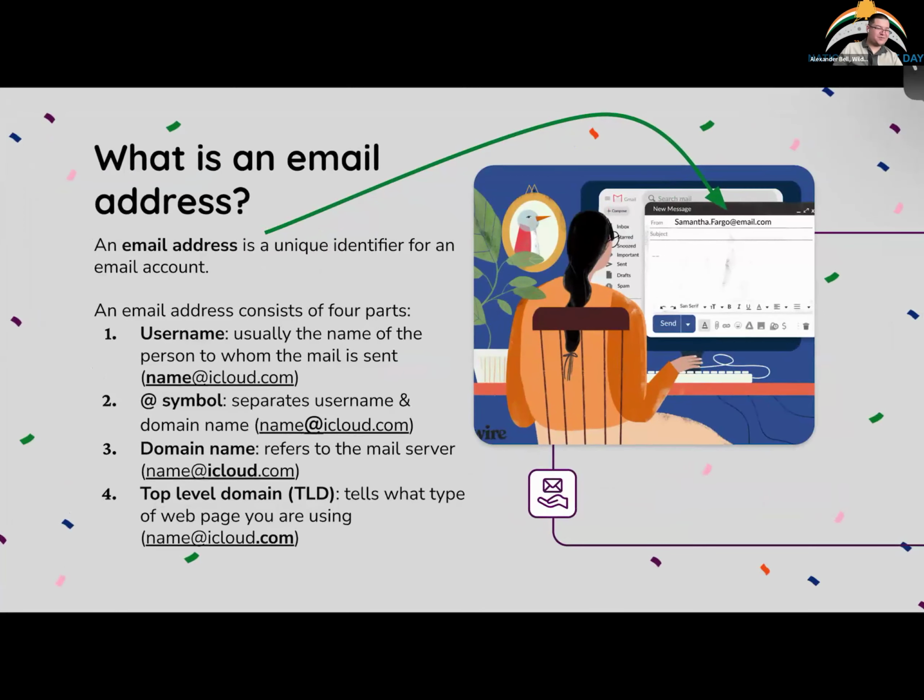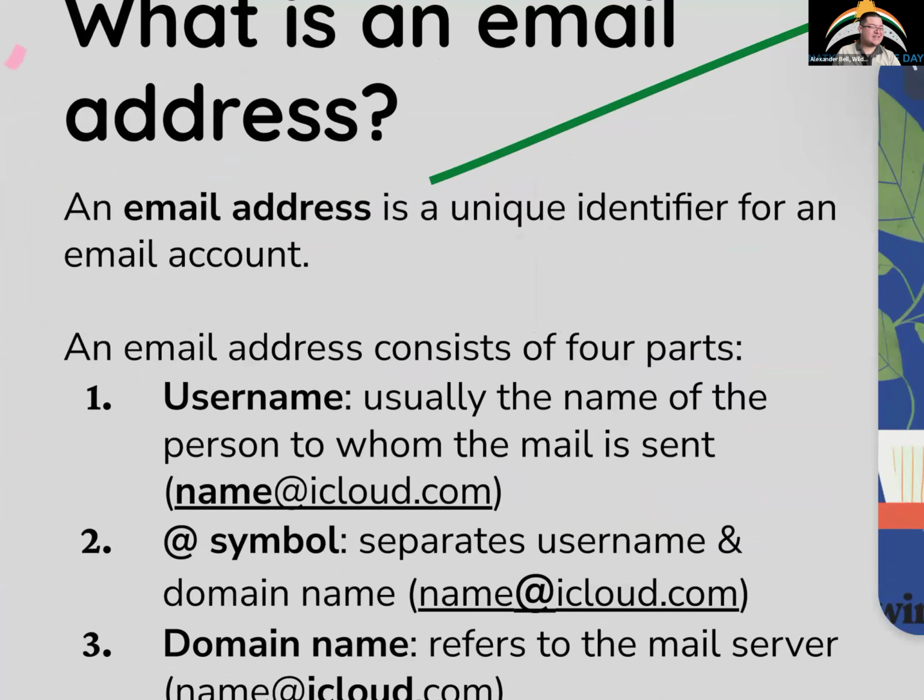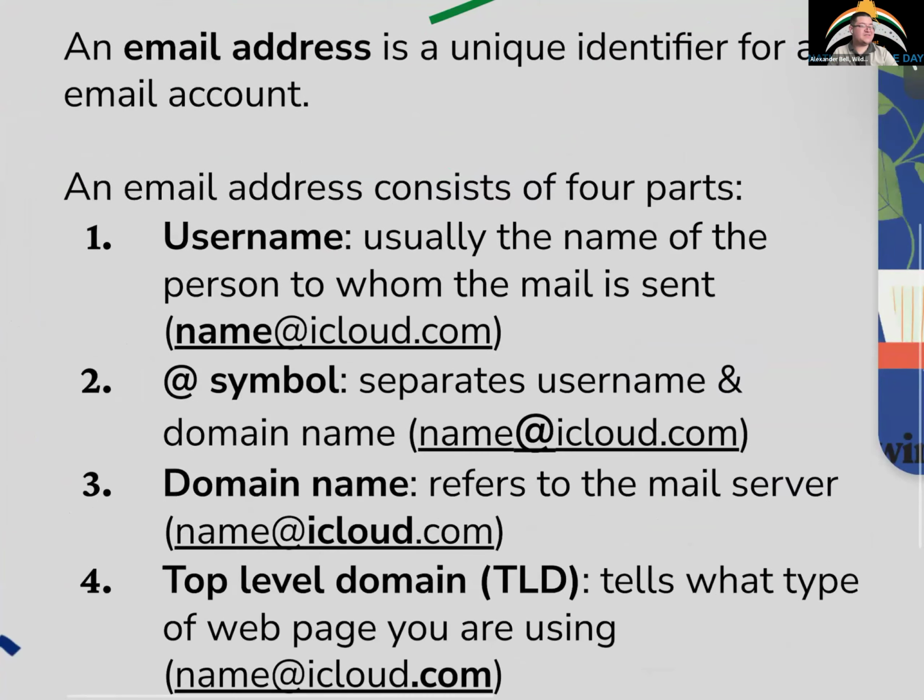Okay, it consists of 4 parts, and it is a unique identifier for an email account. So there's only one email. There's no other, like my email, which I'll talk about throughout the session today, is abell@wildtech.org. There is no other abell@wildtech.org. So all email addresses are unique. If you try to create an email account that someone's already used, then you won't be able to use it because it's already being used. So it's a unique identifier. It consists of 4 parts.